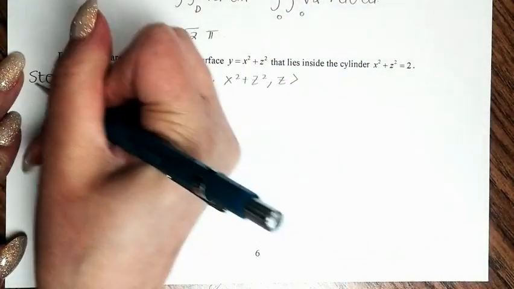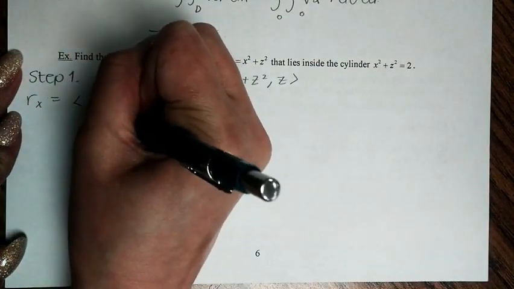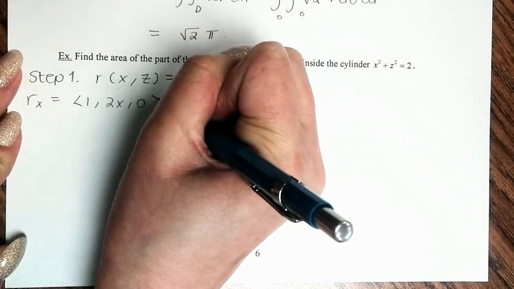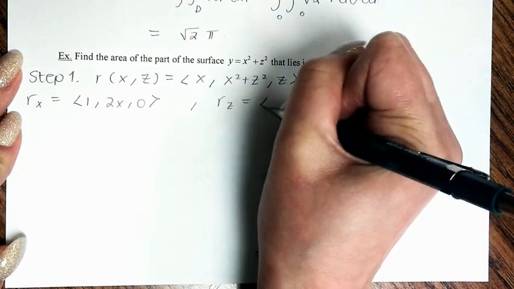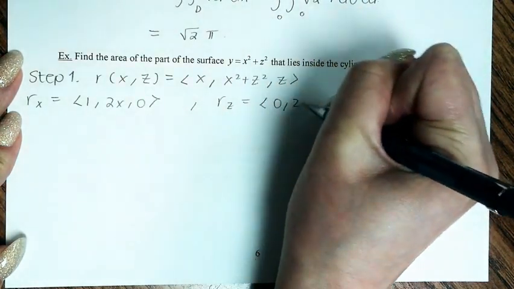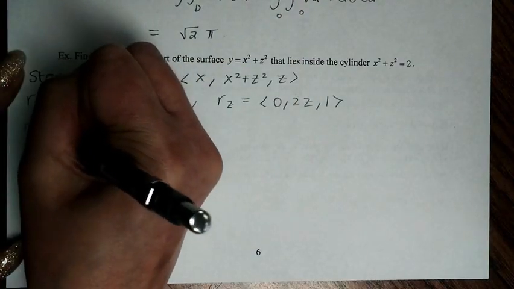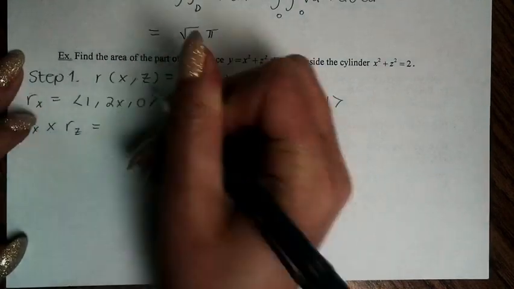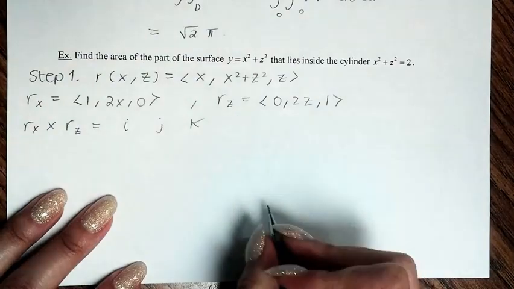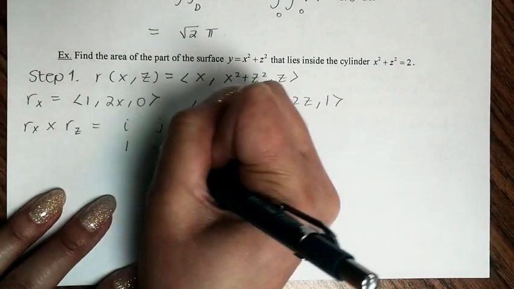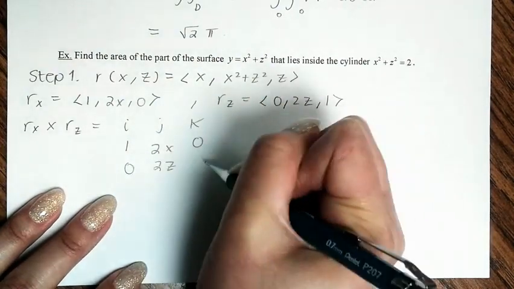Similarly to the previous ones, I'm going to take the partial derivative with respect to x, which is 1 comma 2x comma 0, and the partial with respect to z is going to be 0 comma 2z comma 1. Again, you do the cross product exactly as before. You work it exactly the same. Don't worry, our 2D visual is going to be different, but that's okay.